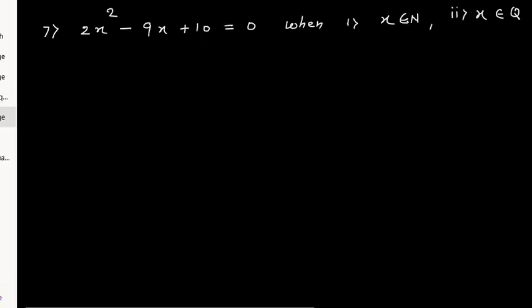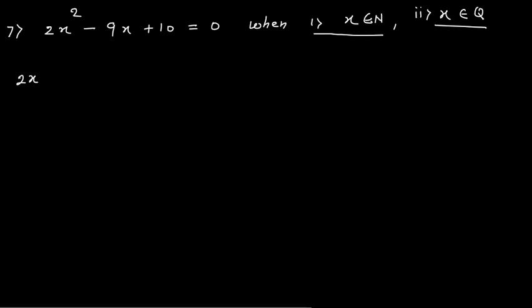So here question number 7 is 2x square minus 9x plus 10 is 0, and I have to see the solution when x belongs to a natural number and second when x belongs to a rational number. So let us write first the given problem. 2x square minus 9x plus 10 is 0.